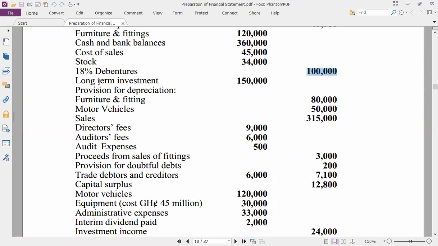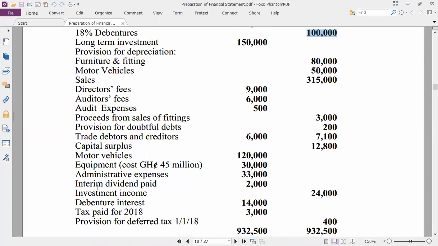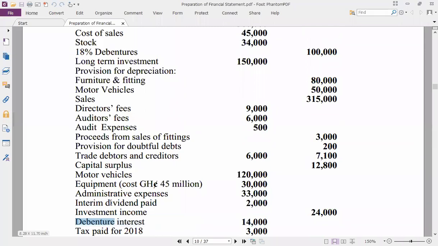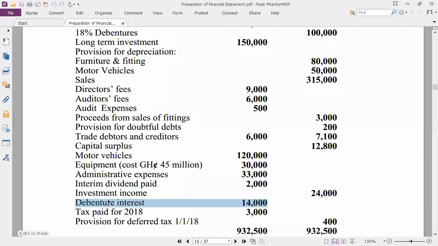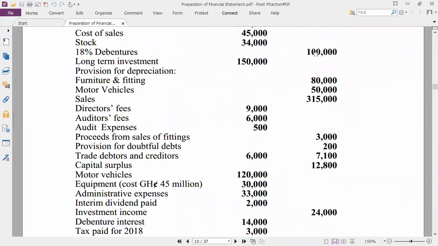Then I go down here. Debenture interest, they put 14,000 here. So this 14,000 represents the proportion of the total interest which they paid during the year. So tell me how to treat this within just 2 minutes. Good. So in short, in the P&L, find 18% of 100,000. That's 18,000 moved to the P&L, straightforward.